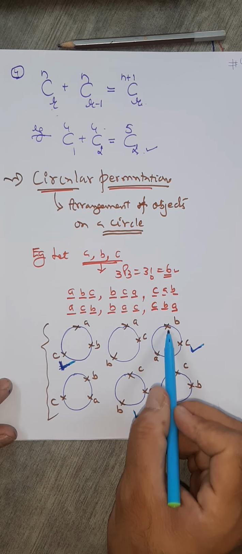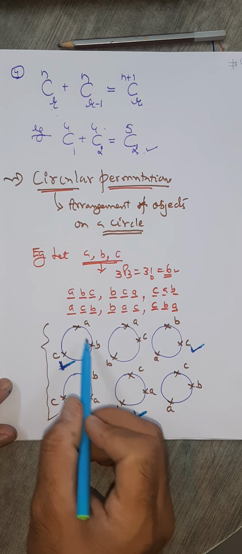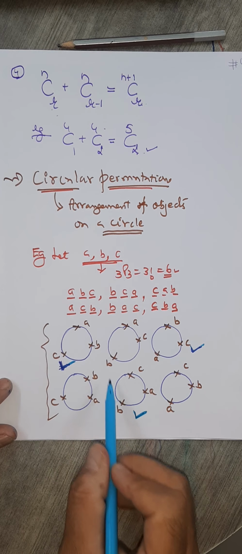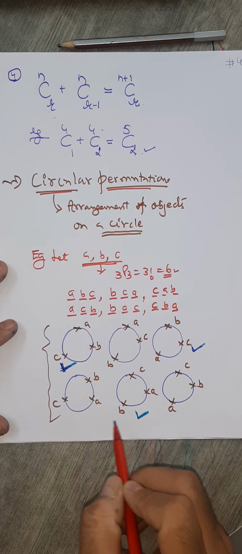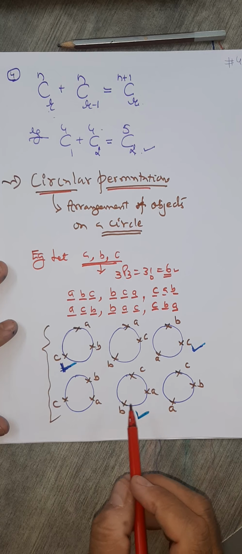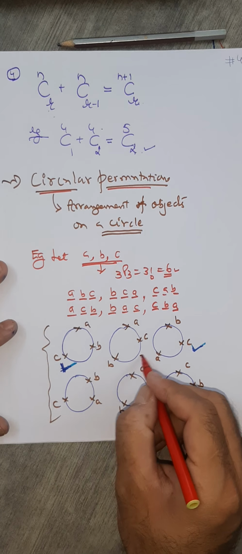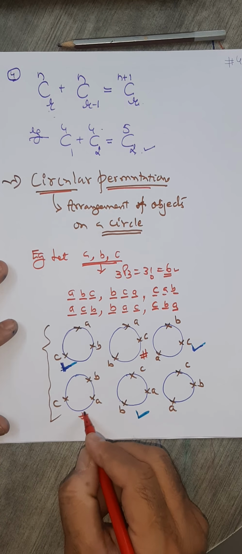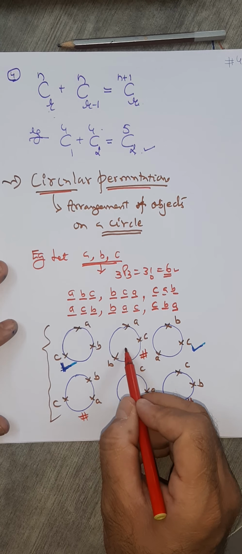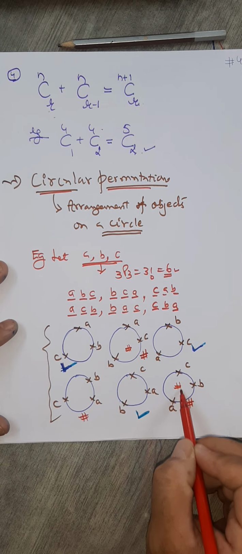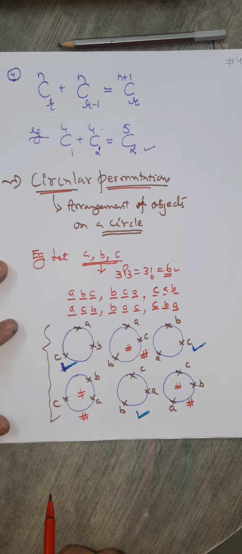C is between B and A. You can see. What about the other 3? अब बाकी 3 देखो. Have a look at the other 3. A, C, B. Then A, C, B. So this one, and A, C, B. This one, this, and this are same. ये तीनों different नहीं है.